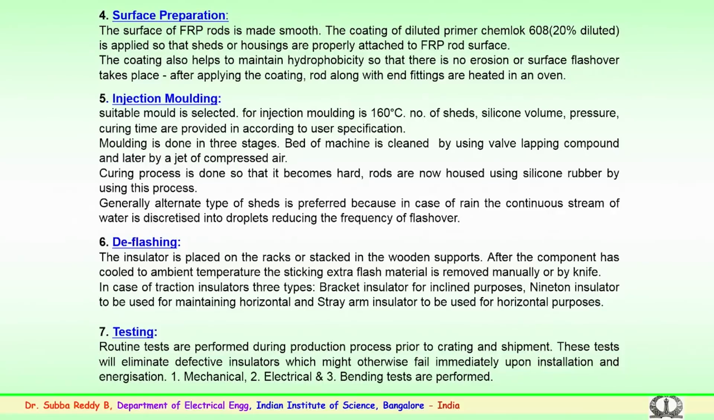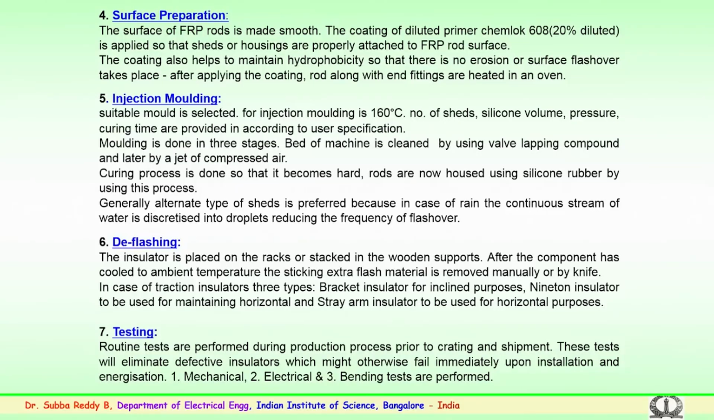So, various molding arrangements were tried out, and presently injection molding is normally employed. This is suitable, and this injection mold is normally operated at 160 degrees, and the number of sheds, the volume, pressure, and curing time are normally provided under the standard specifications for a particular product. The molding is done usually in 3 stages, where the bed of the machine is cleaned using a valve lapping compound and later by a jet of compressed air.